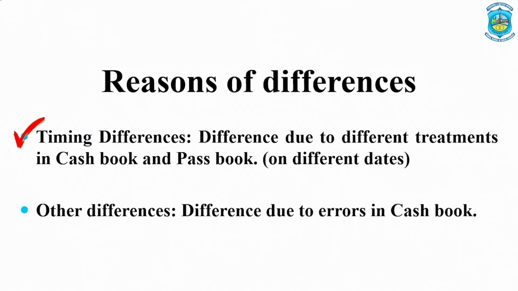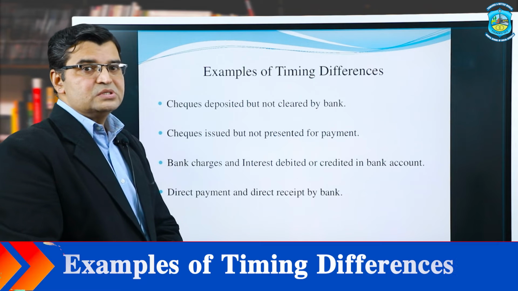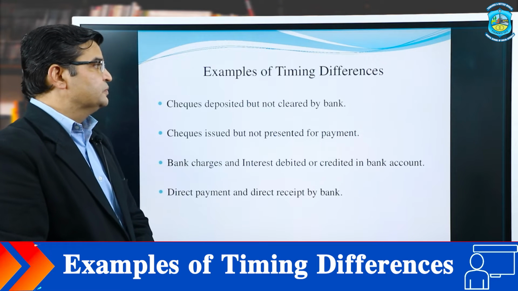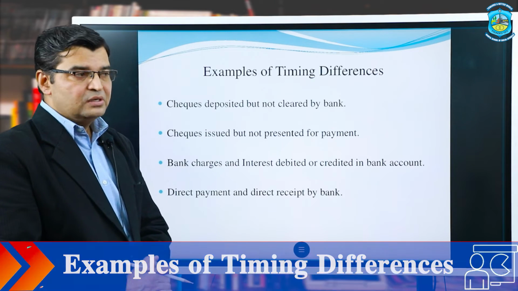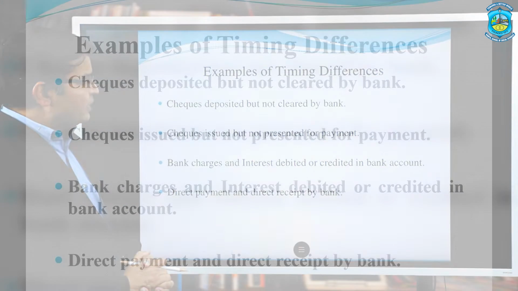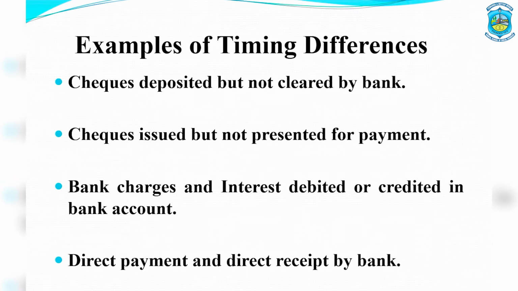And second is other differences, which are differences due to errors in the cash book committed by the accountant. Now students, we will understand the examples of timing differences. Here, in timing differences, the first example is checks deposited but not cleared by the bank.